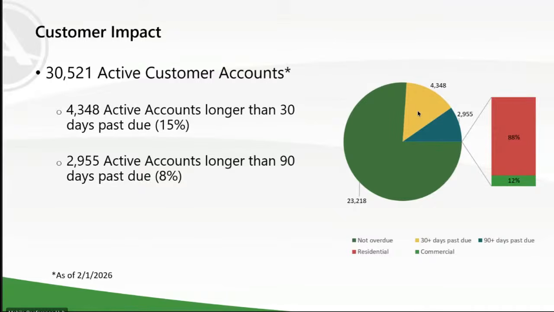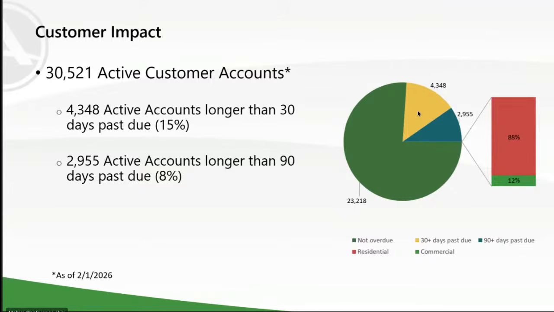So of the 30,000 active accounts, 4,348 owe us a number, and they've owed that amount for more than 30 days. We have 2,955 active accounts that have owed us for more than 90 days. So 8% of your customer base owes you a number that is longer than about 3 months. You said 2,955 included in the 4,348? Yeah, so this is just getting smaller.